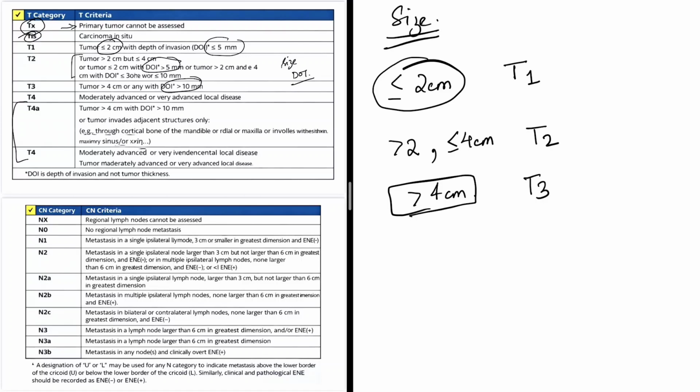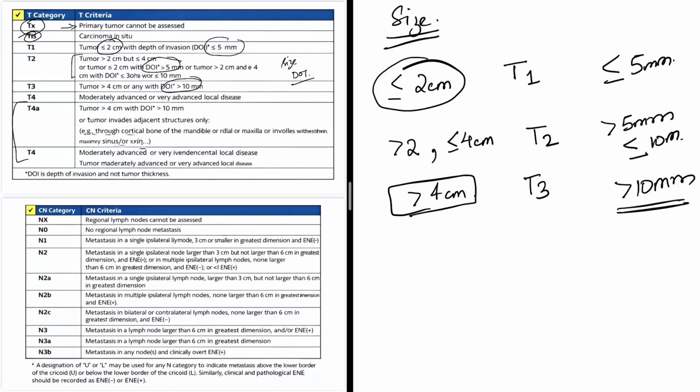But now let's see depth of invasion. Depth of invasion less than or equal to 5 mm, or more than 5 mm but less than or equal to 10 mm makes it T2, and more than 10 mm. Now the more than 10 mm is a bit complicated. We'll get back to it later. But suppose there's a tumor which is less than or equal to 2 centimeter and the depth of invasion is less than or equal to 5 mm. So that makes it T1.